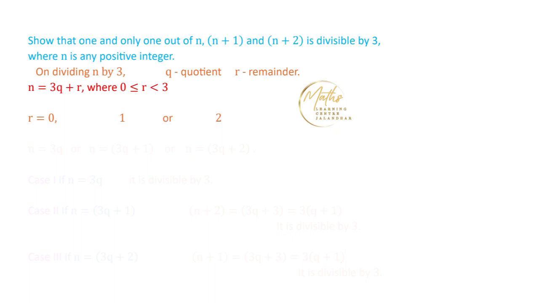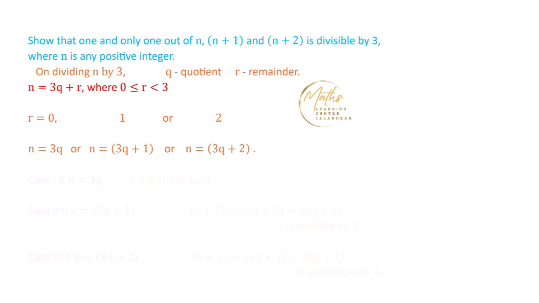Now corresponding to these values of r, the values of n will be as follows. When we substitute r equal to 0, we get the value 3q. When we substitute r equal to 1, we get 3q plus 1. And when we substitute r equal to 2, we get 3q plus 2. It means we are saying that if n is any positive integer, then it is either of the form 3q, or of the form 3q plus 1, or of the form 3q plus 2.